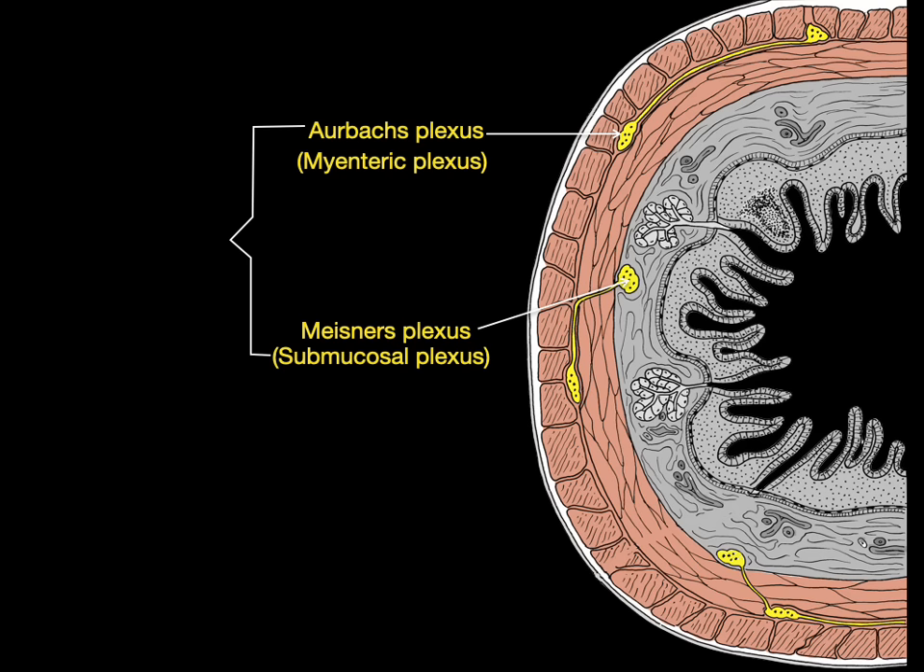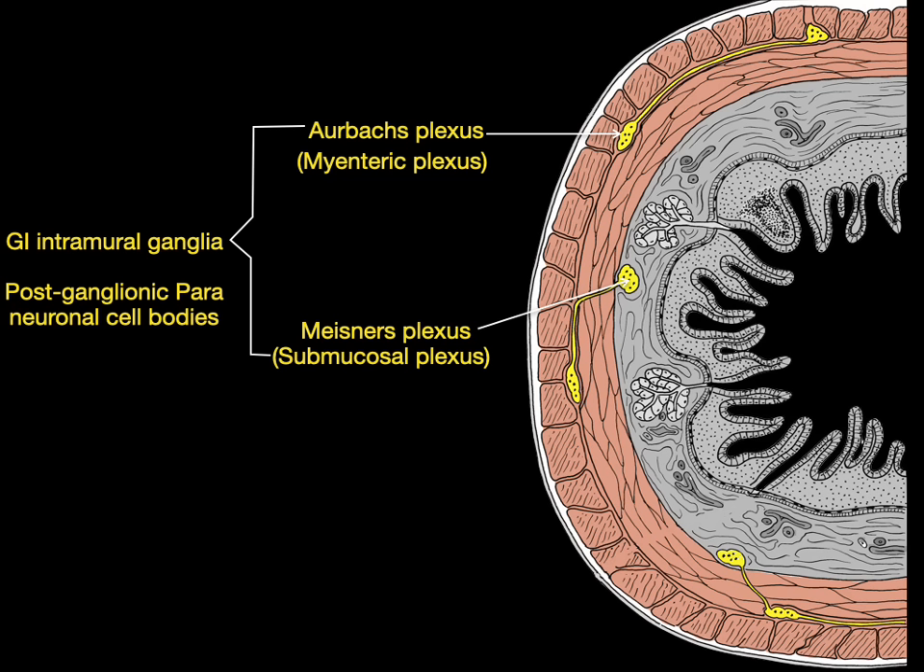So we call these GI, gastrointestinal, intramural ganglia, within the wall. Like an intramural sports team is a sports team within your own school. Extramural means you play against a different school. GI intramural ganglia are within the wall of this. But simply, these are postganglionic parasympathetic neuronal cell bodies. They're the second neuron in the parasympathetic chain.